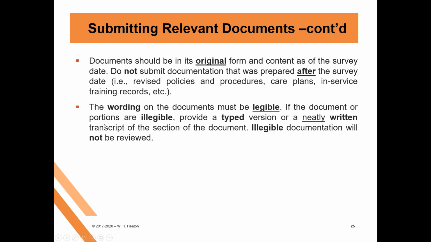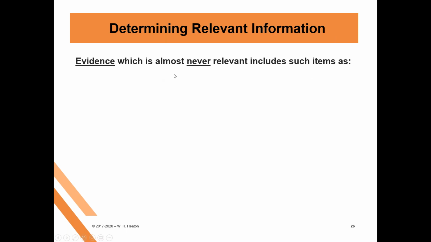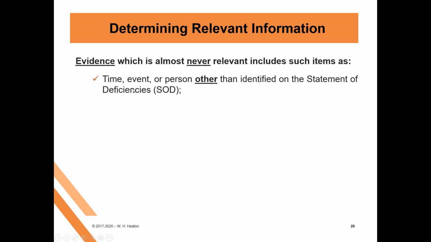So make sure that all of the wording on the documents is legible. Illegible documents will not be reviewed. Follow the state's process for redacting resident identification information by all means. And let's look at what is usually determined evidence which is almost never relevant. Never. Time, event, or person other than the identified on the statement of deficiencies. If it's not on the statement of deficiencies, do not include it.